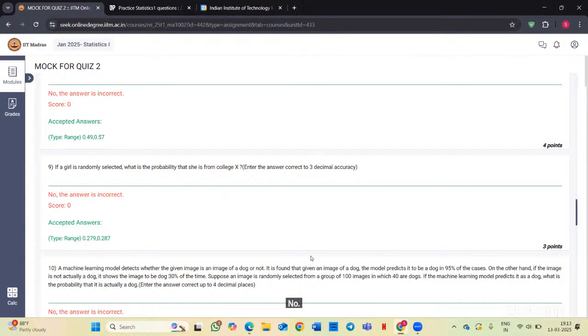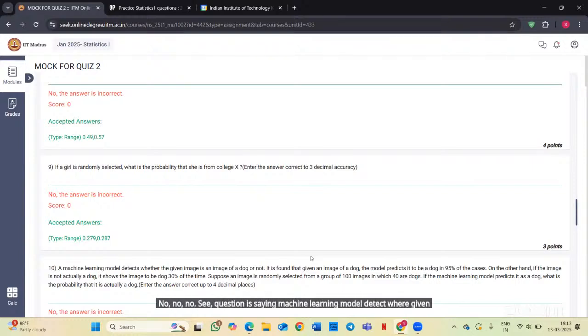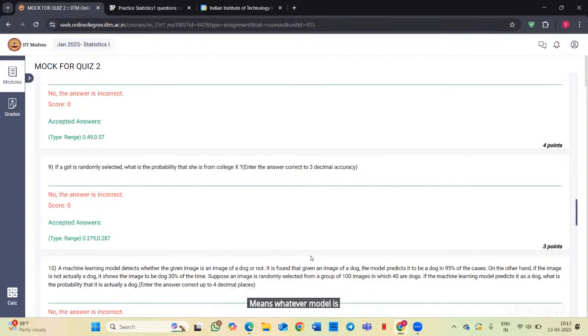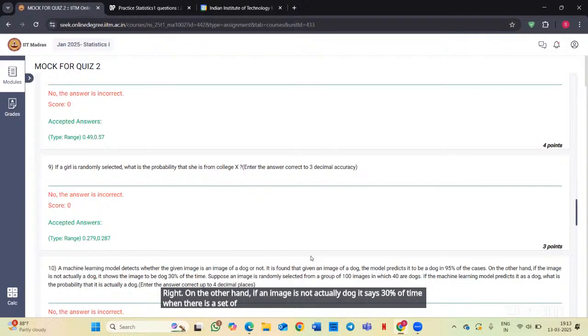See, the question is saying a machine learning model detects whether a given image is an image of a dog or not. It found that given an image of a dog, the model predicts it to be a dog in 95% of cases. Means whatever the model is giving, in 95% of cases it is actually a dog. Yes, I was saying that point too. Right. On the other hand, if an image is not actually a dog, it says 30% of the time, in a set of non-dogs, that 30% of cases is actually a dog.